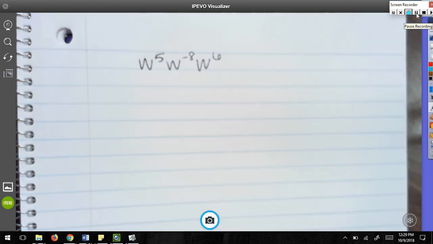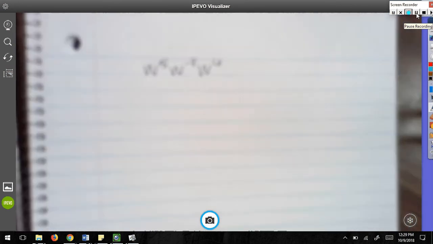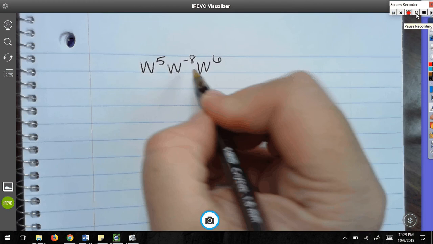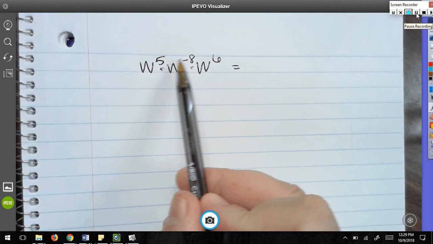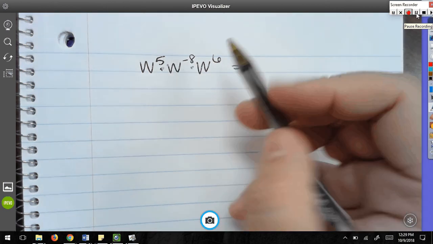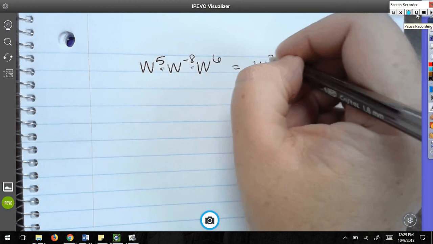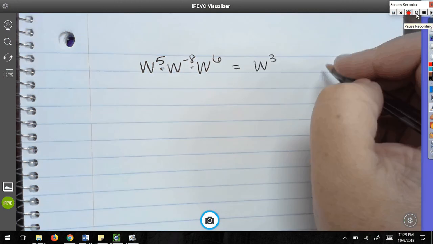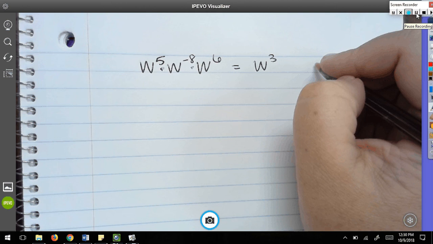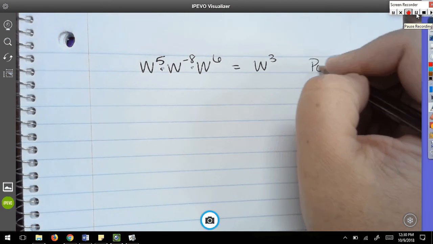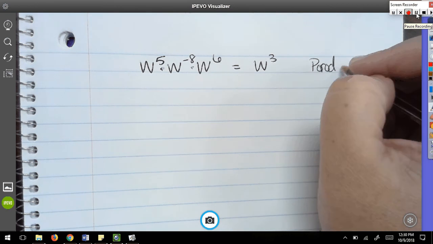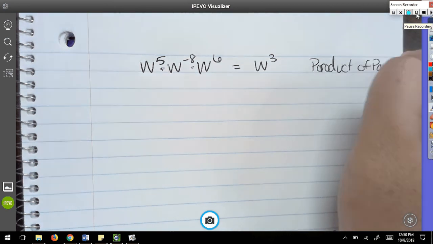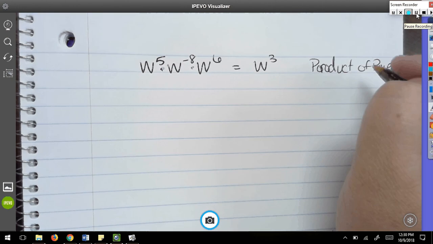Okay. So for this one, the first thing that I see is that all the bases are the same. When all the bases are the same and I'm multiplying, of course that means that I'm going to add the exponents together. So 5, negative 8, and 6 would give me 3. Okay, and the property that we used would be the power product of powers.